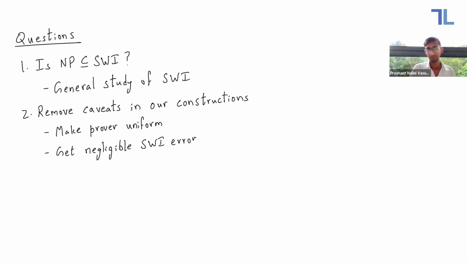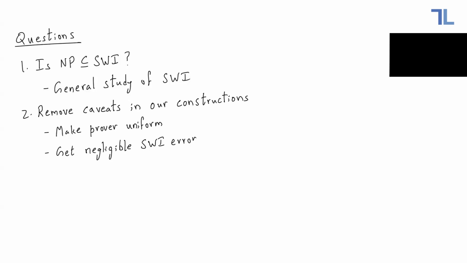And the other is, in our general construction for batch proofs, we don't know how to remove the non-uniformity of the prover, or how to get negligible SWA error, because again, that's one thing we don't know how to do. We don't know how to take an SWA protocol and generically decrease its error.